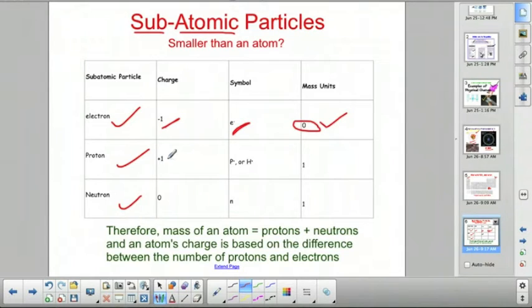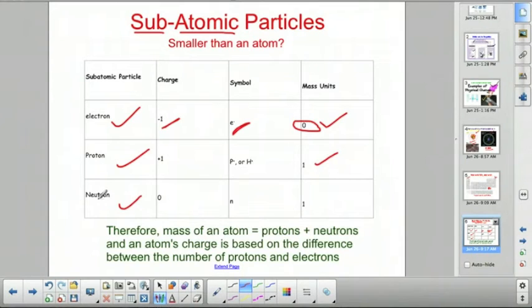Protons have a +1 charge, and there are 2 symbols for protons. You'll see me use both of these in class. There's a p with a superscript plus, or, believe it or not, a hydrogen symbol with a superscript plus. Because we said hydrogen atoms only have 1 proton. Well, if you take away the electrons and the neutrons from a hydrogen atom, you have a proton. And that's where that comes from. And they, of course, have a mass of 1.